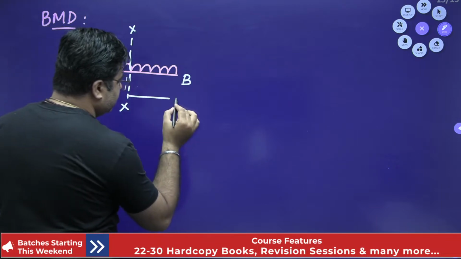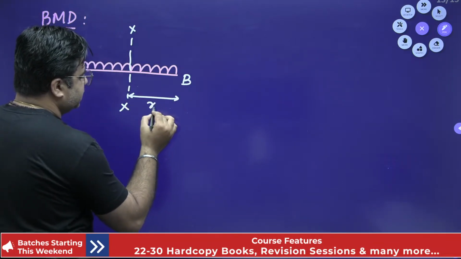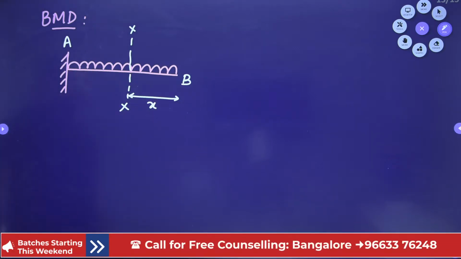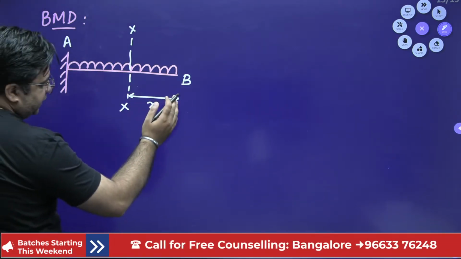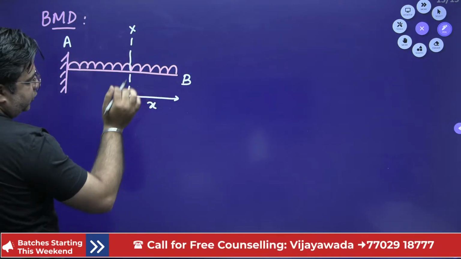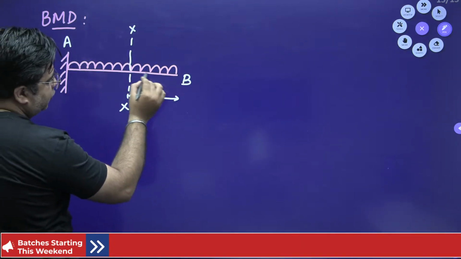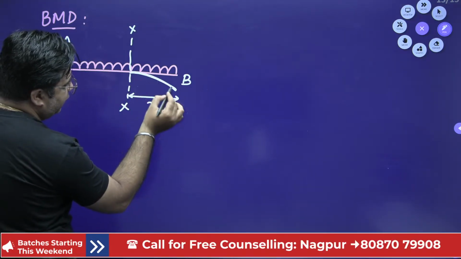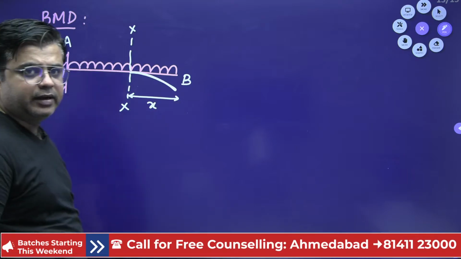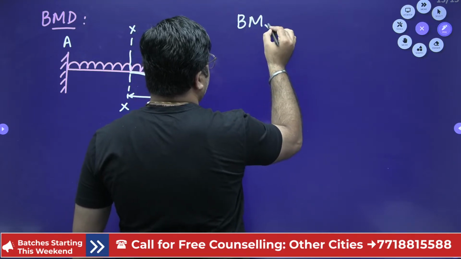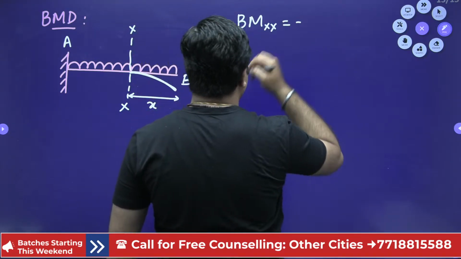Now this distance is X. I will look into the right side of the section. On the right side of the section, what will be the bending moment at this section XX due to this UDL? First of all, this UDL will try to hog the member like this, right? So that will be the negative bending moment.